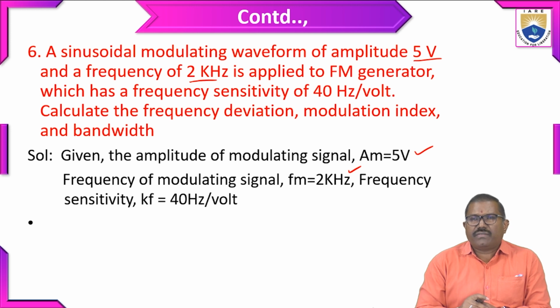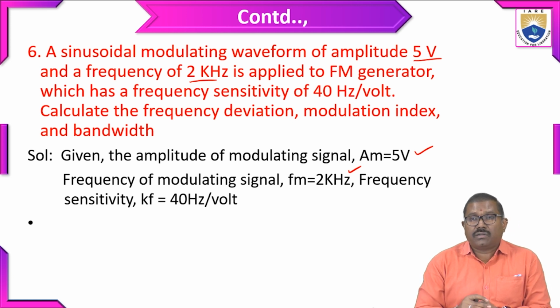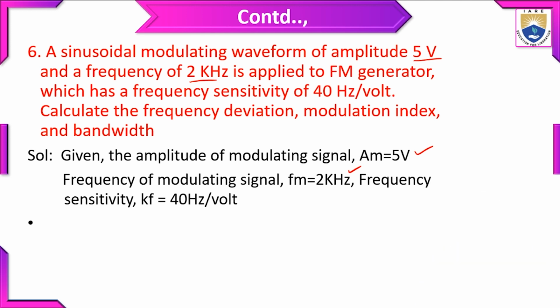Kf is equal to delta f by Am, but it is not necessary to find it here because they gave it directly. Generally, Kf is not given, and you have to use that formula, delta f by Am, but it is not required here. So this is the given data. Using this data, we are going to find the deviation delta f, the modulation index beta, and the bandwidth.